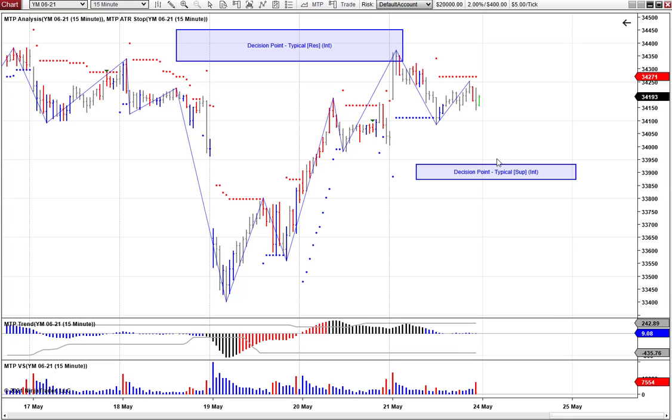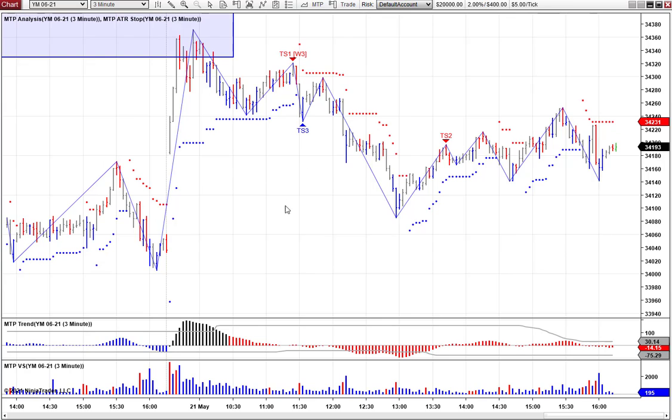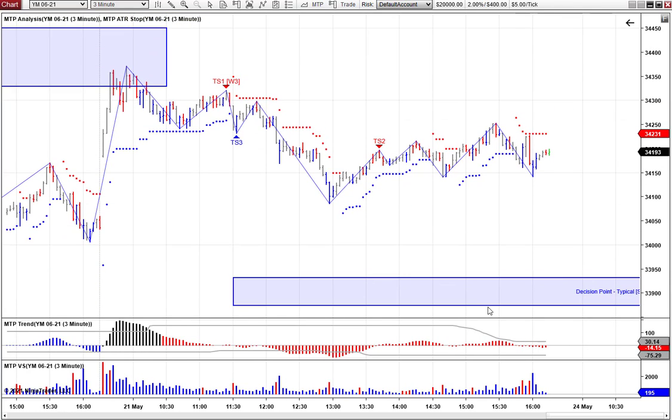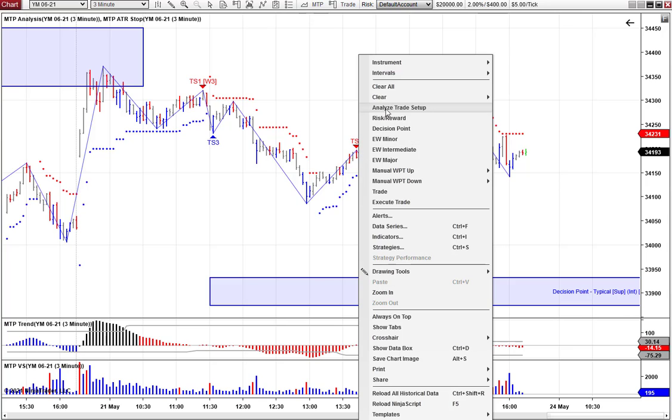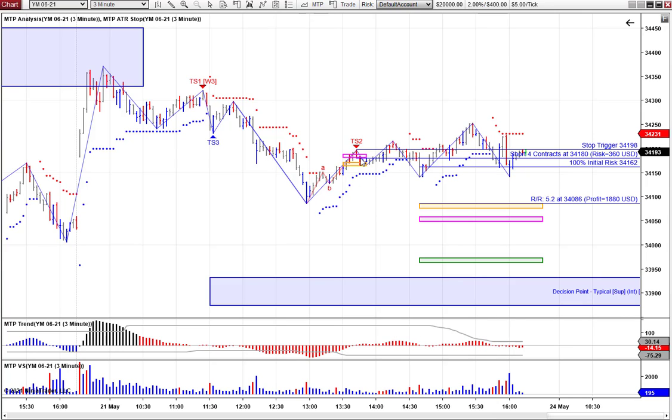So as you can see, the market hasn't reached this support level. So if we go back to the 3-minute chart, you can see there it is down there. So even at this point, the large degree trend will still be deemed to be down. So if we right mouse click over the red sell bar to analyze trade setup, this would take you into a short trade, but as you can see, the market reversed and then would have stopped you out.